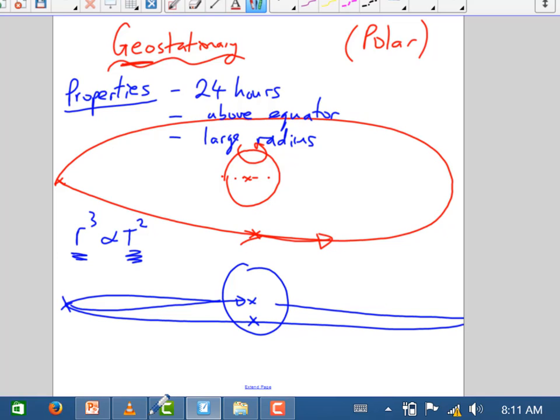What else can you tell me here? Now, obviously the Earth is rotating from west to east, so the satellite also needs to rotate from west to east.